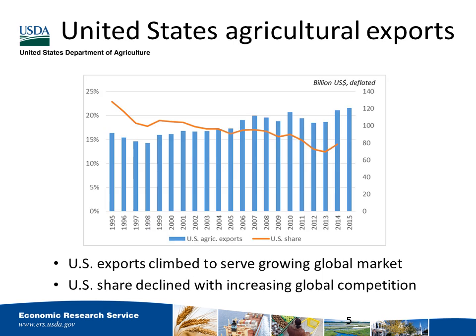The blue bars in this next slide illustrate the general increase in U.S. agricultural exports over the past 20 years as global demand for agricultural products has increased. The orange line shows the falling U.S. share of global agricultural exports from about 20% at the beginning of the period to about 15% at the end as competition intensified.